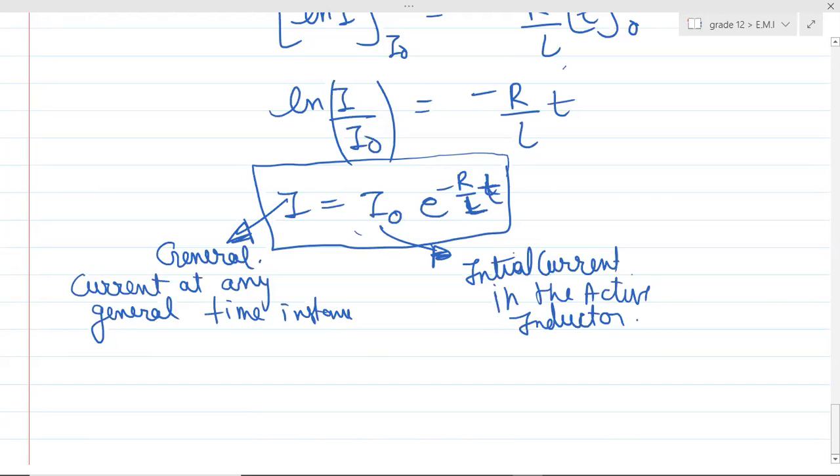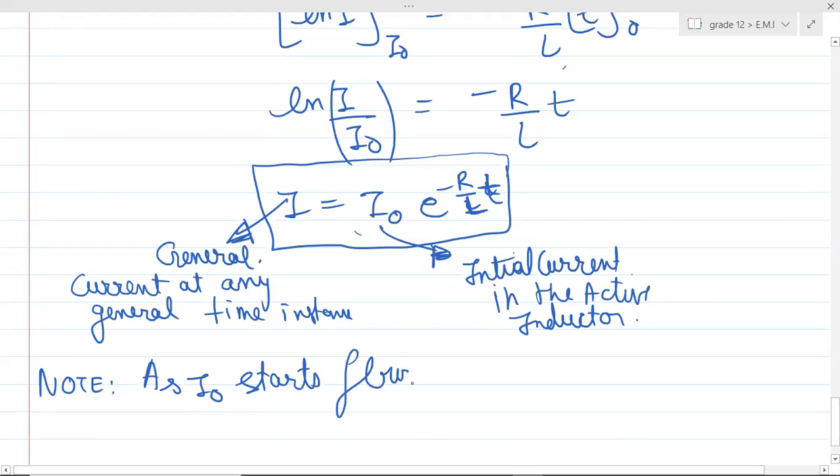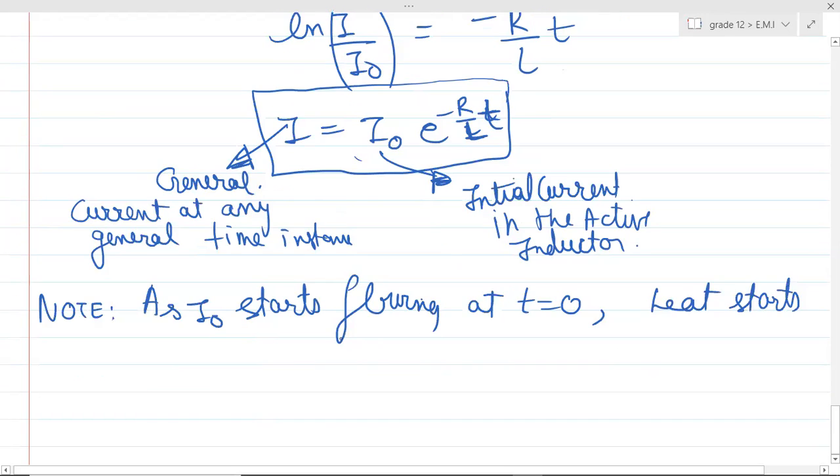So I think this is pretty much clear. Please write a note. As I naught starts flowing at t equals to 0, heat starts producing in the circuit.